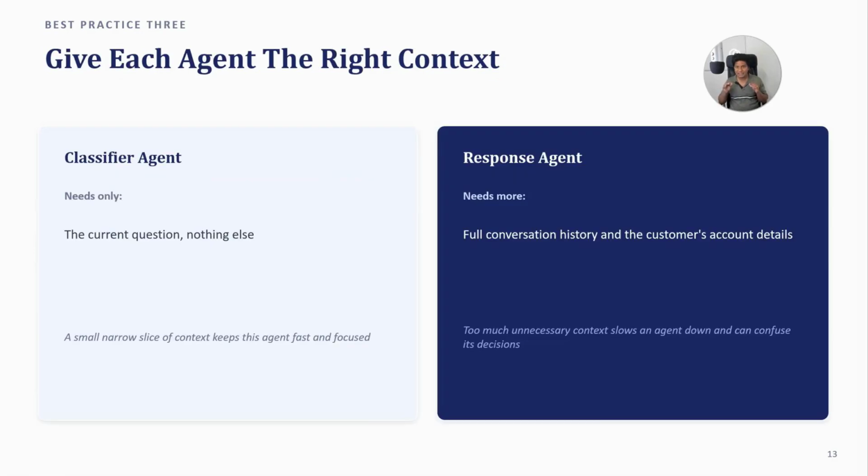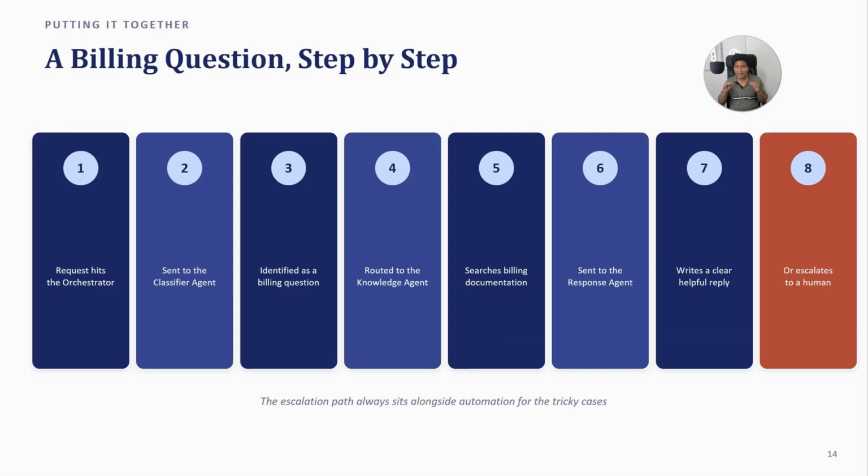Our third best practice is about context. You need to decide what each agent actually needs to know. Not every agent needs the full conversation history. The classifier agent might only need the current question. The response agent might need the full history and the customer's account details. Giving an agent too much unnecessary context slows it down, and it can confuse its decisions. Give each agent exactly what it needs. Nothing more, nothing less.